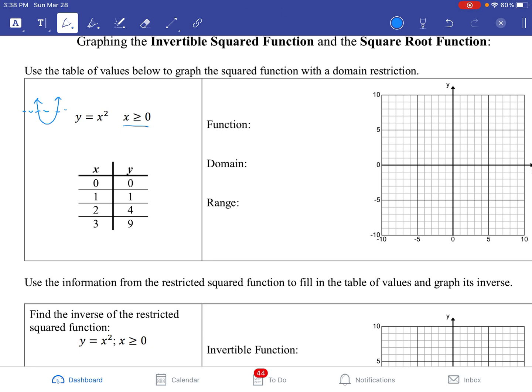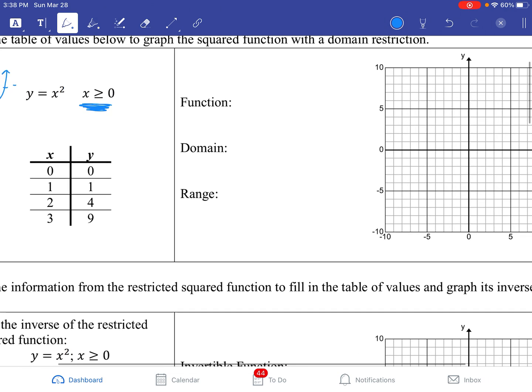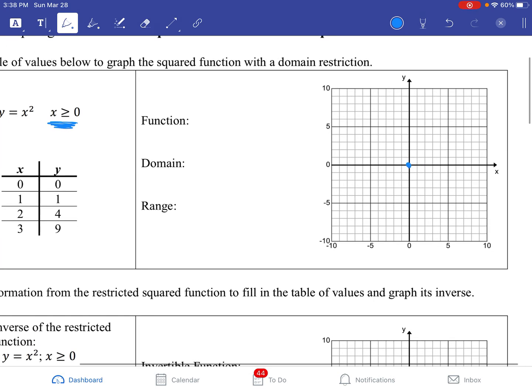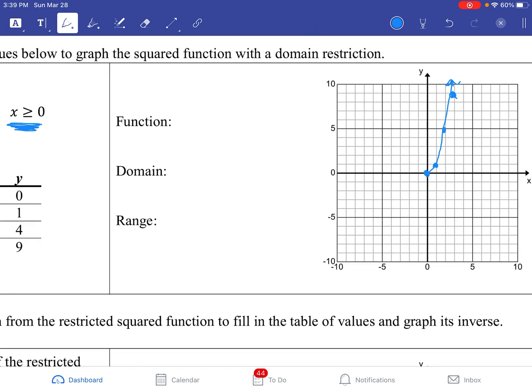So that's what this says right here. We're restricting what x can be. We're saying x has to be greater than or equal to 0. If we do that, we can make this function invertible. So let's look at what it looks like. We have some points based on our values of x being greater than or equal to 0. So we have (0, 0). Let's plot these points. We have (1, 1), (2, 4), (3, 9). So our graph looks like this, based on the fact that we have restricted its domain.